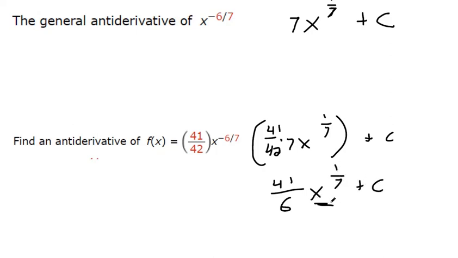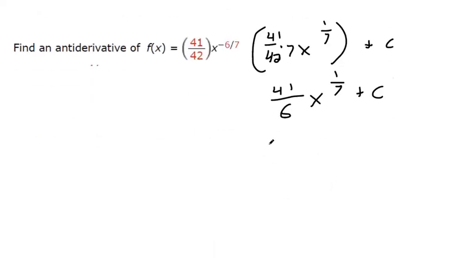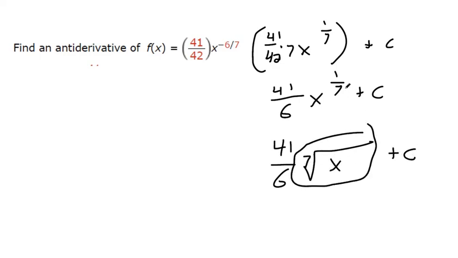But another way of writing x to the 1/7, you could write it as a 7th root, right? This is 41 over 6, and then 7th root of x. Those are the same thing. Okay, back from usually the end of algebra 2 or somewhere near the beginning of pre-calculus, x to the 1/7 is the same thing as the 7th root of x.